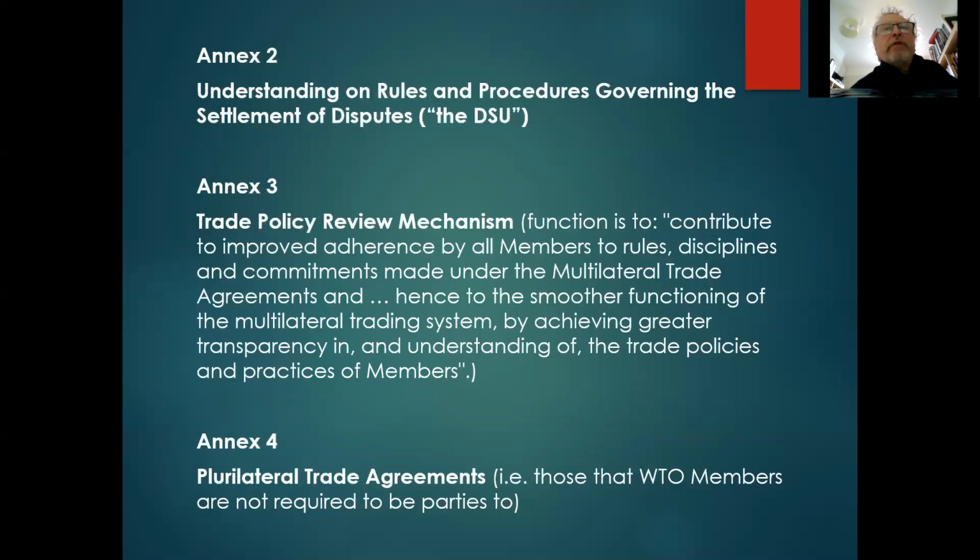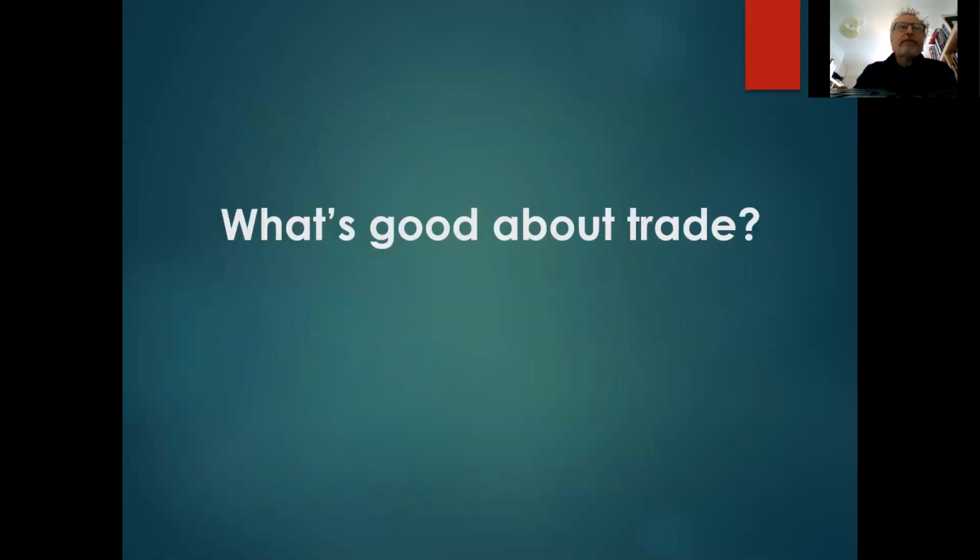And Annex 3 and 4, we won't spend too much time on. The trade policy review mechanism and the plurilateral trade agreements, which are those that WTO members are not required to be parties to. All right. So primarily, we're going to spend the hours on this subject looking at Annexes 1 and 2 to the exclusion, basically, of 3 and 4.